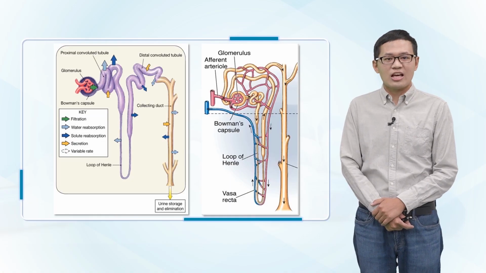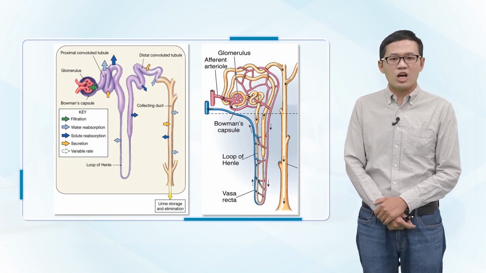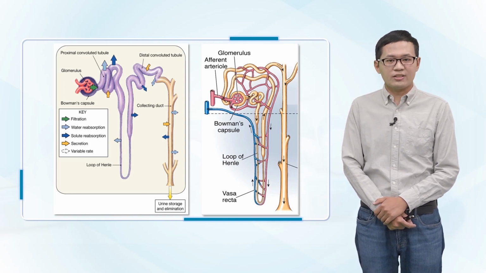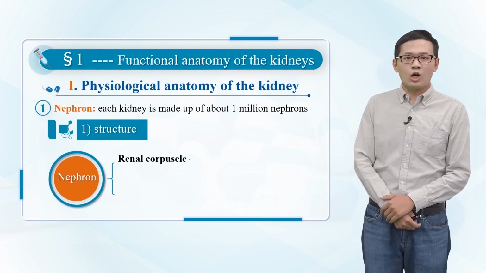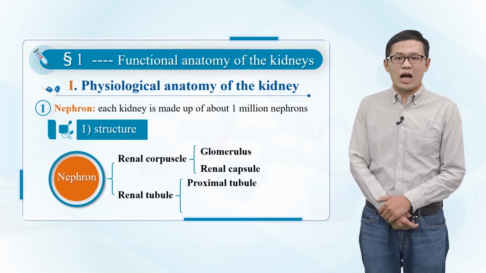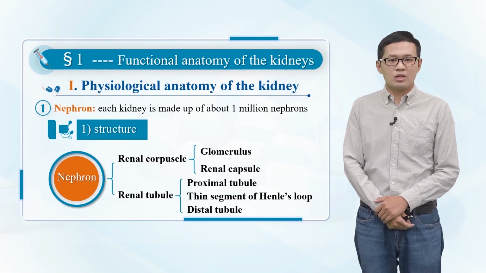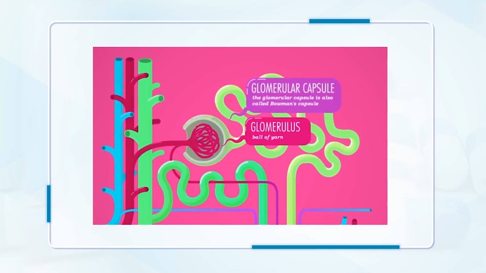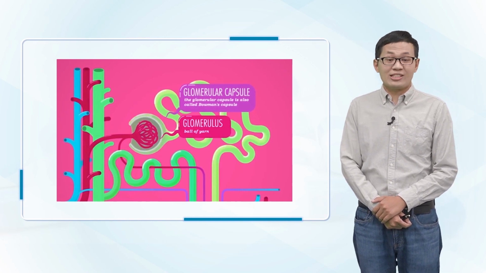Outside of the tubules, there are capillaries surrounding them. The nephron contains 2 sets of capillary networks. The first is the glomerulus, and the second is the vasa recta. Let's take a look at the physical anatomy of the kidney. Each kidney is made up of 1 million nephrons. They are made of renal corpuscles and tubules. The outer part of the corpuscle is a cup-shaped feature called the glomerular capsule. Inside it, there is a bed of capillaries called the glomerulus. That's from the Latin word for ball of yarn, which is pretty much what it looks like.